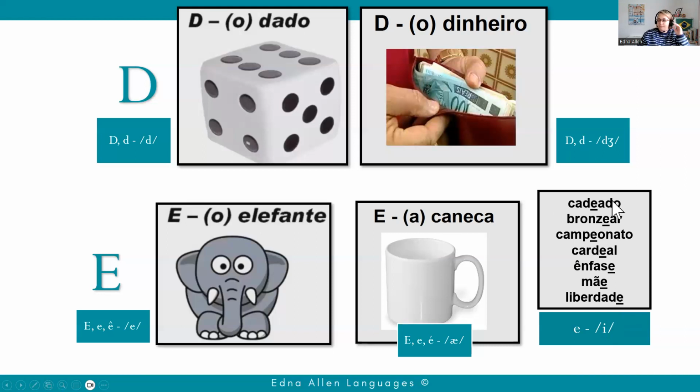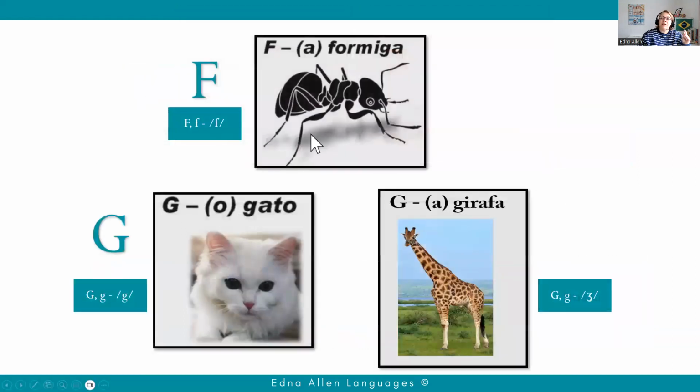Cadeado, bronzear, campeonato, cardial, ênfase, mãe e liberdade. Tudo bem? Vamos continuar? A few more.